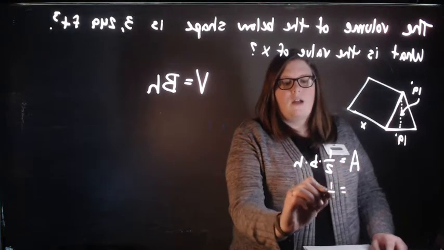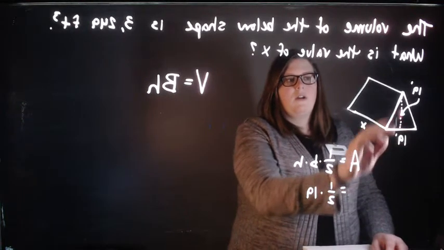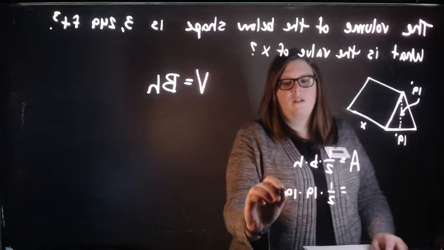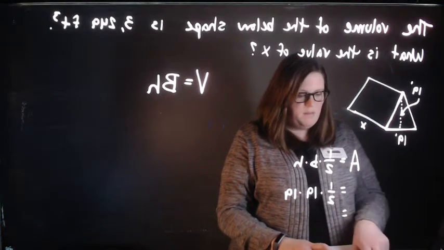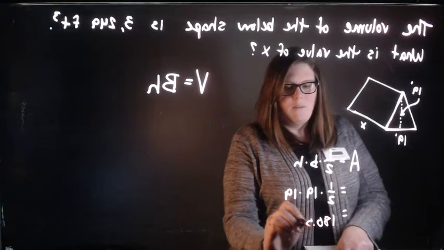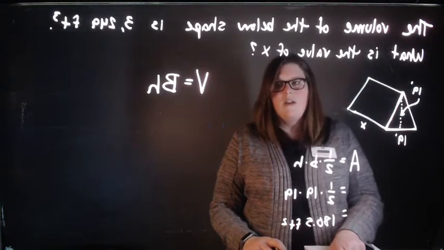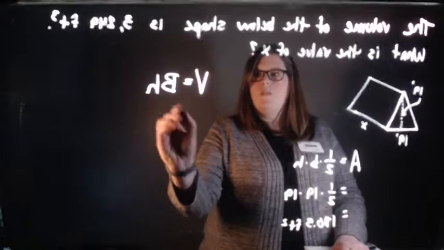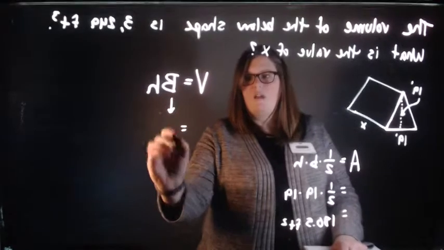So we would take our half times our base of 19 times our height of 19. And when we compute that, we end up with 180.5 square feet. So that's just the area of our face. So what we can do is replace this capital B, which is the area of our base, with 180.5.